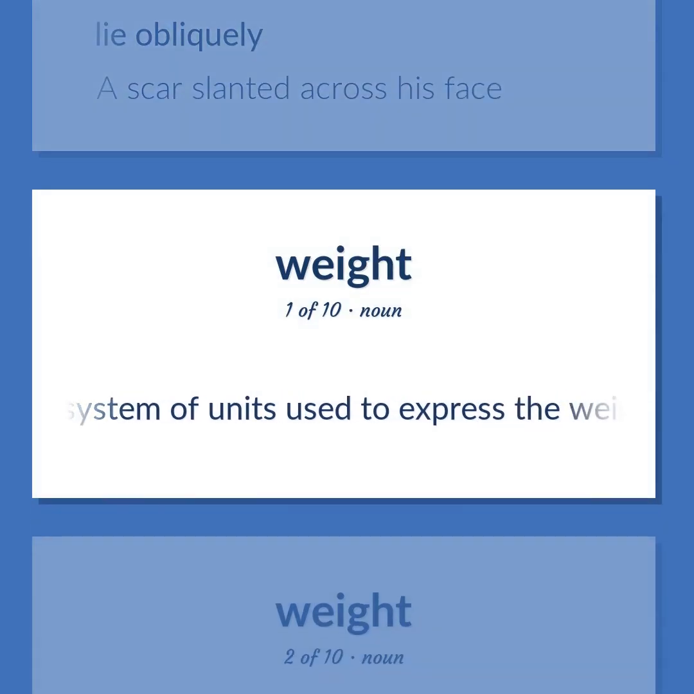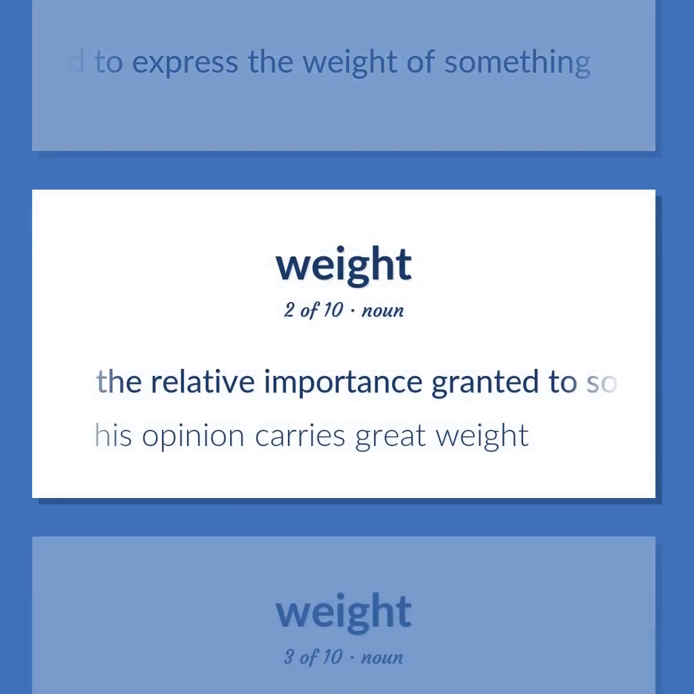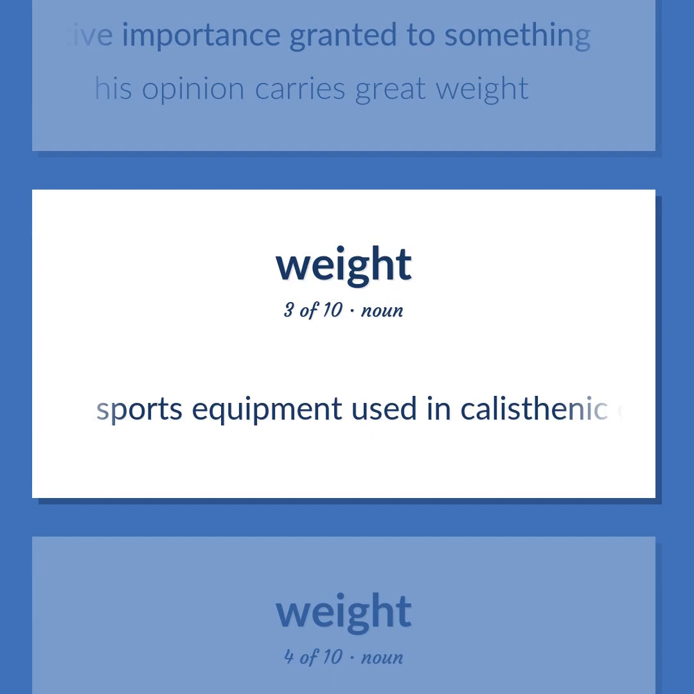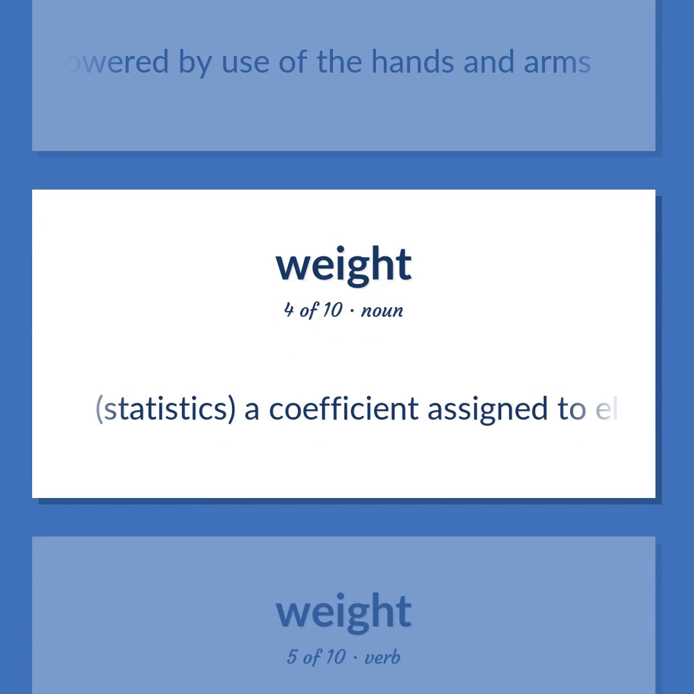A system of units used to express the weight of something. The relative importance granted to something. His opinion carries great weight. Sports equipment used in calisthenic exercises and weightlifting. It is not attached to anything and is raised and lowered by use of the hands and arms. Statistics. A coefficient assigned to elements of a frequency distribution in order to represent their relative importance.